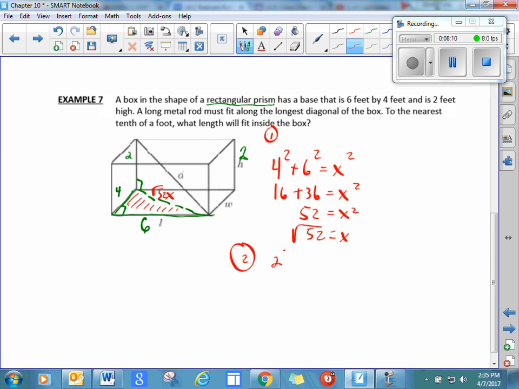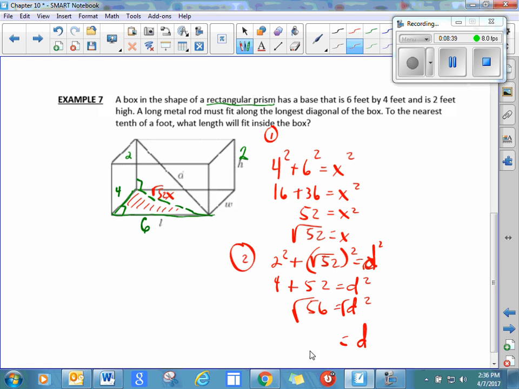So 2 squared plus radical 52 that we just calculated squared is equal to, I'm going to call him d, he's not x, he's the diagonal squared. So that's 4 plus 52 equals d squared, or 56 equals d squared. Square root of both sides, we just want the positive root, so d is equal to radical 56.